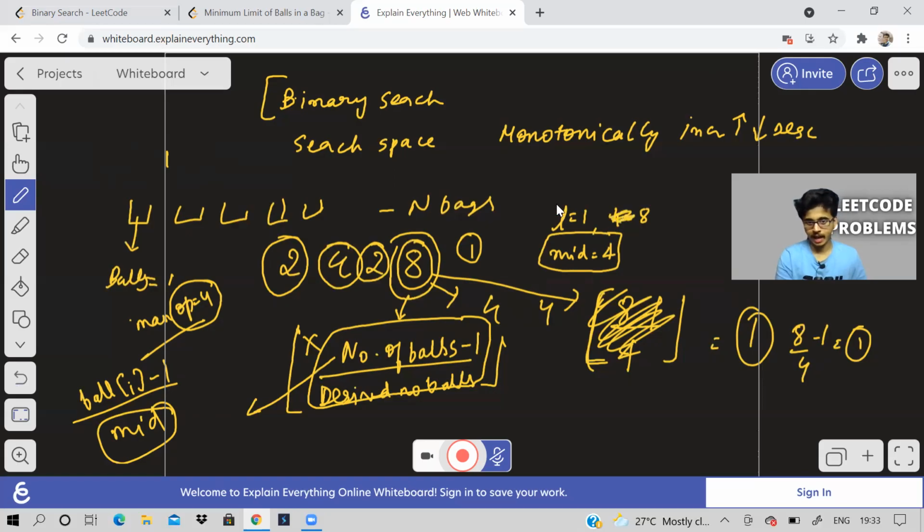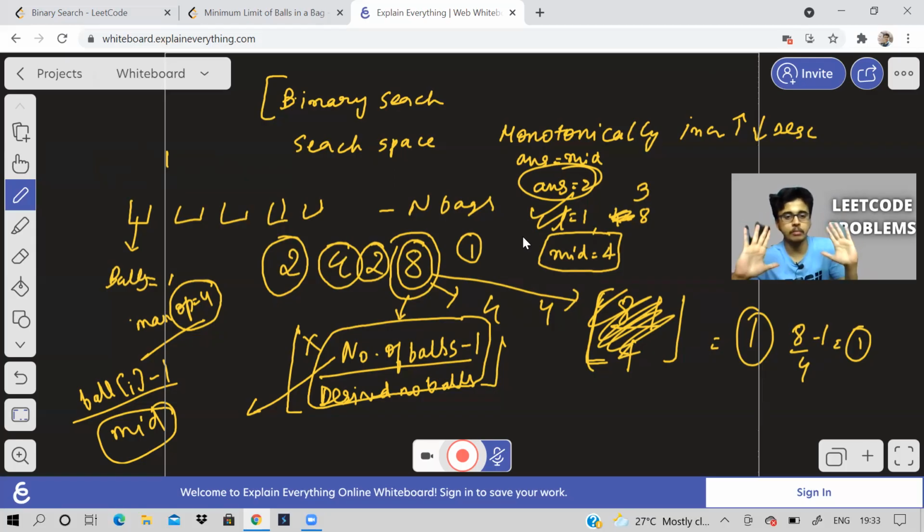So I will record my answer as mid, and I will change h to mid minus 1, 3. Like this, if I keep doing, I will finally get my answer as 2. So I hope you're at least able to get the flow, and how to code it now. It is very simple, but at least the flow and thought process.